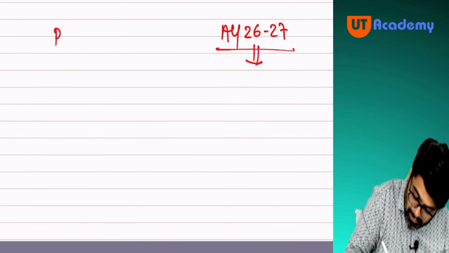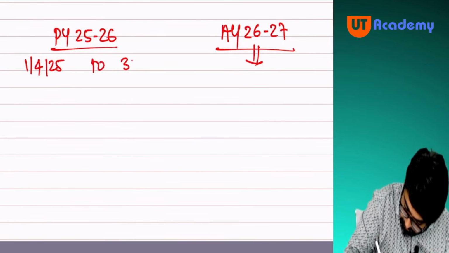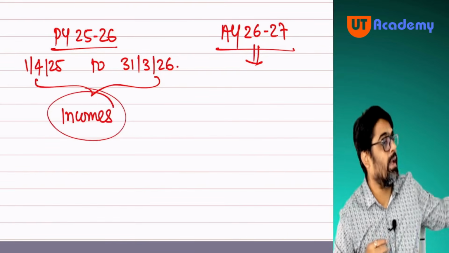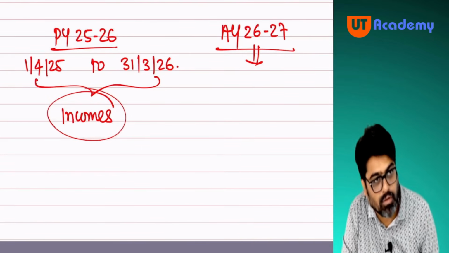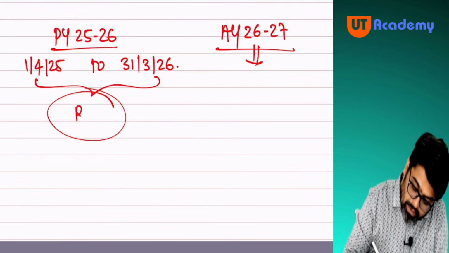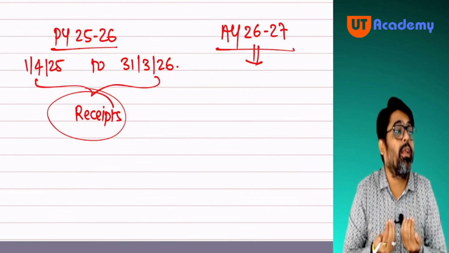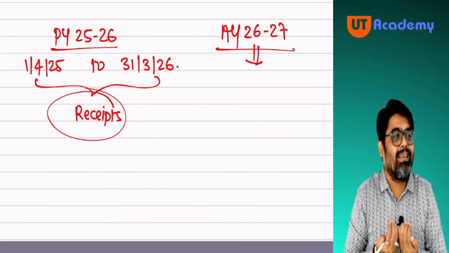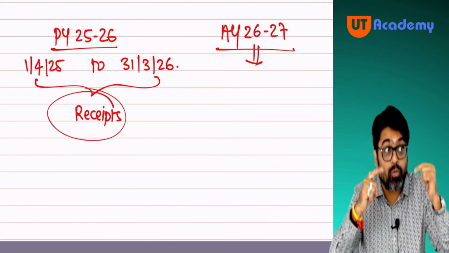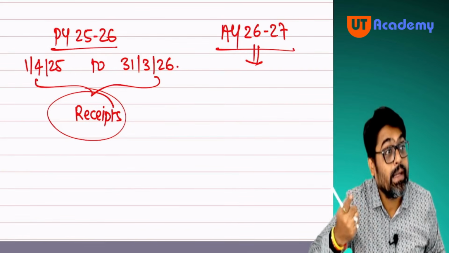So now I will have to check the previous year, starting from this to this. Whatever incomes I have earned, whatever comes in is what? Income, receipt. This is known as receipt. So I will have to first check, because see, receipts can only become income, but it is not necessary that every receipt will be your income.